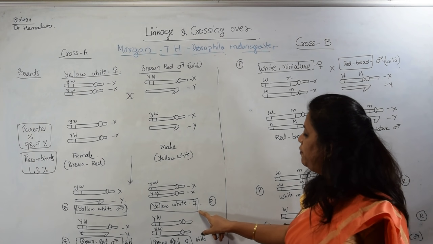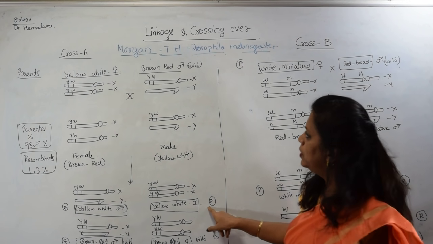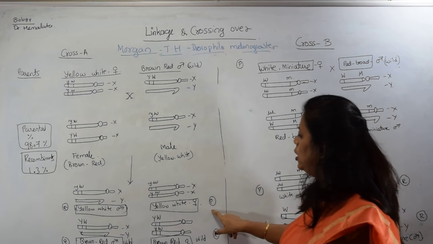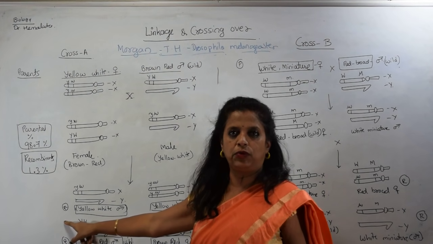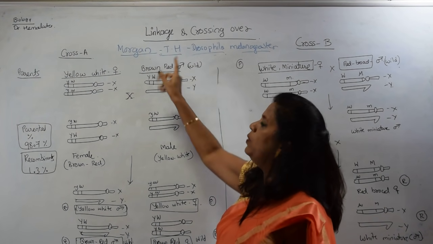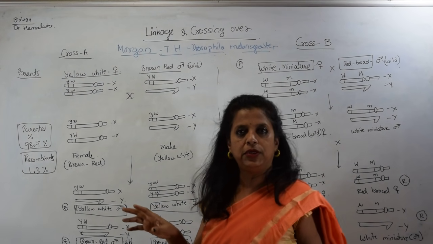So yellow-white is the female parent, right? You can see here, the female parent you have taken was yellow and white. But this yellow-white is a recombinant, a new character. Because the male you have taken is brown and red. But this is a new combination, right?